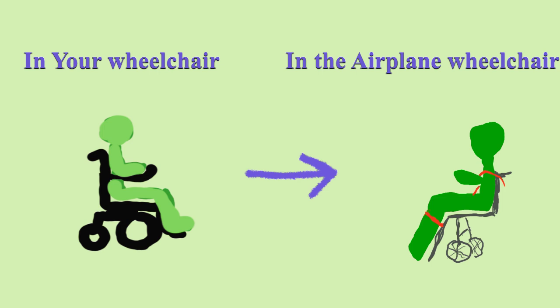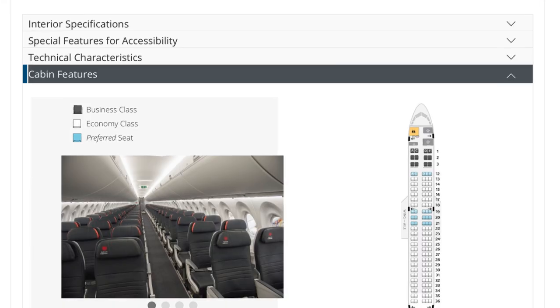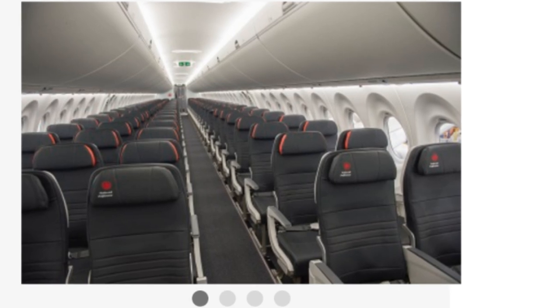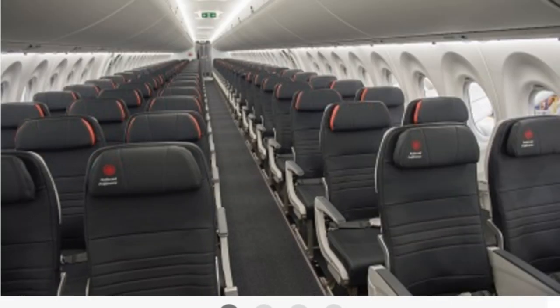The airplane wheelchair is very small. If you've ever looked at an aisle on an airplane, they are very narrow. Be aware, and just don't be surprised at how small that wheelchair really is, because the aisles are very small.